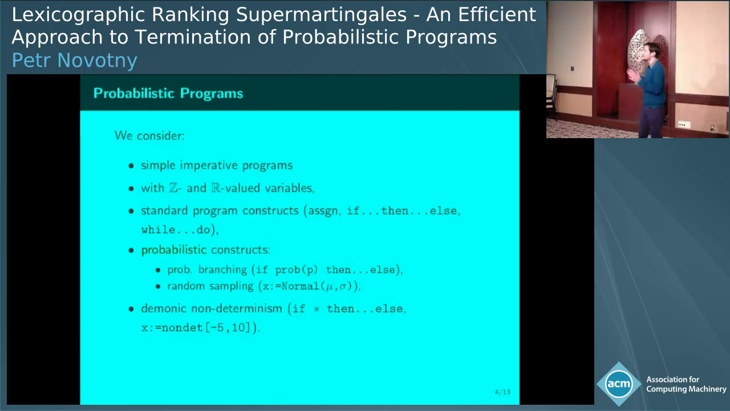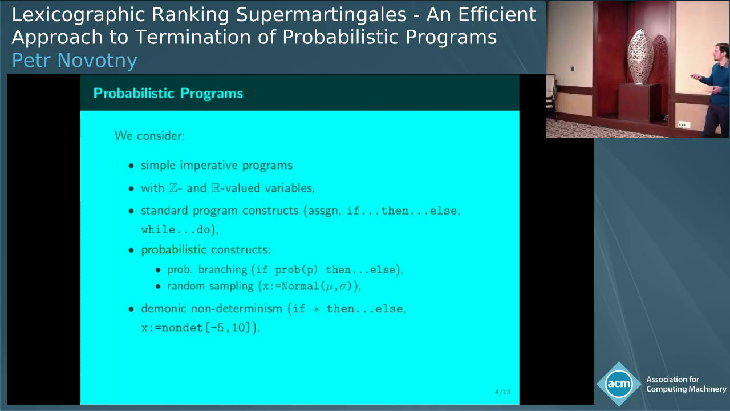I've mentioned the main result is basically mathematical, but I will present it in the context of a very simple model of probabilistic programs. It's very similar to the model that Annabelle worked with. So we have simple imperative programs with numerical variables. It has standard programming constructs, of course, including loops.